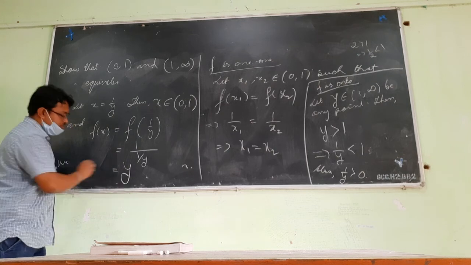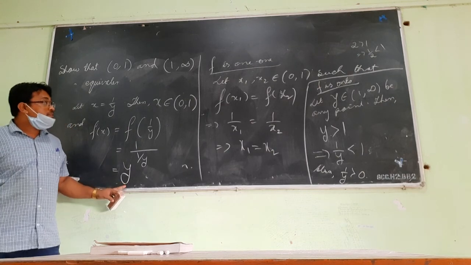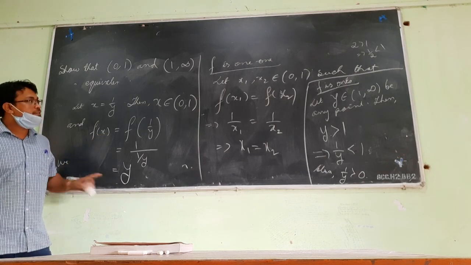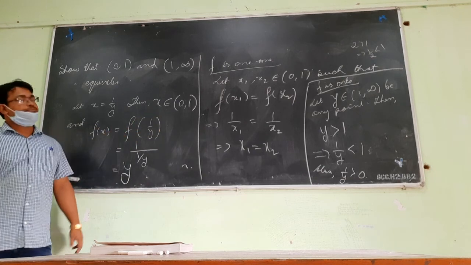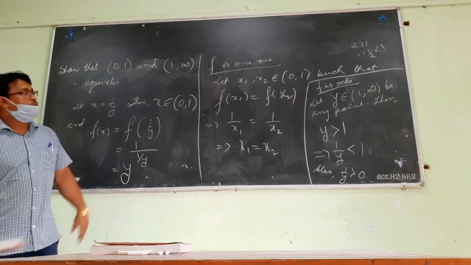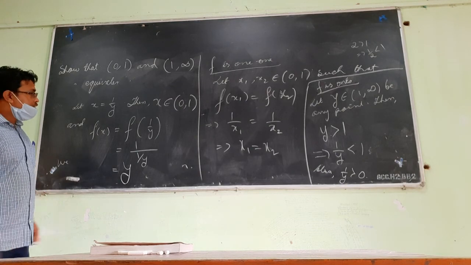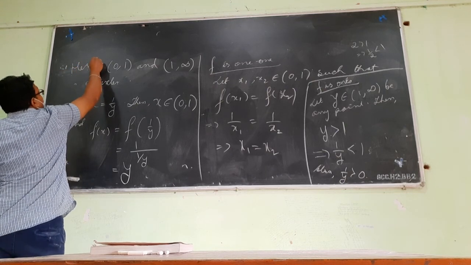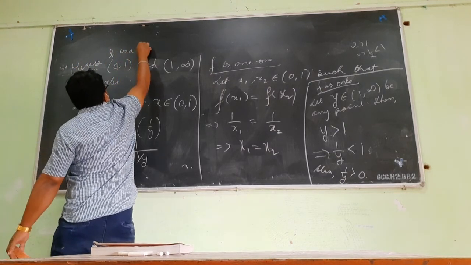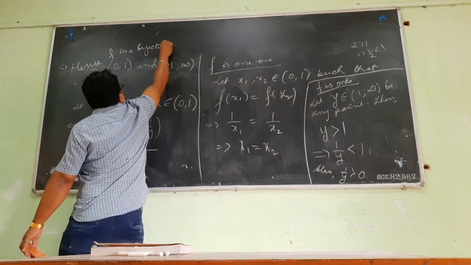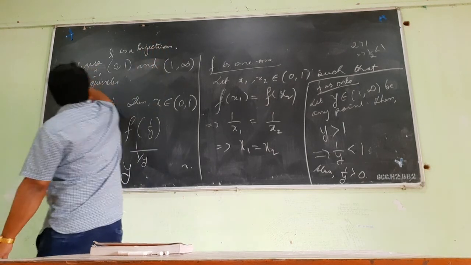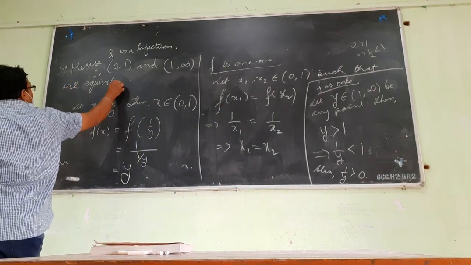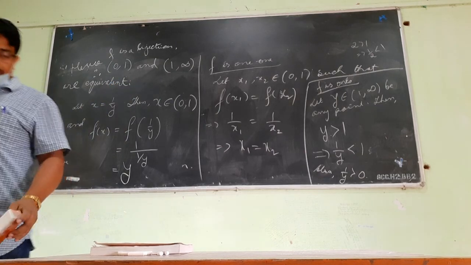y will come up. So given any element y inside the codomain, we can find an element in the domain for which f of x is y. So it is an onto function. So it is both one-one and onto. So (0,1) and (1,infinity) are equivalent. Hence f is a bijection. Just continue here. Hence f is a bijection. Therefore (0,1) and (1,infinity) are equivalent.